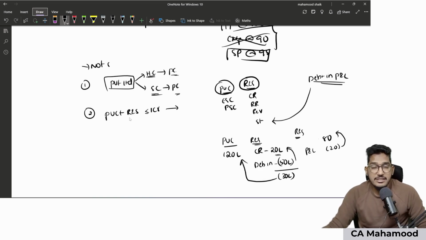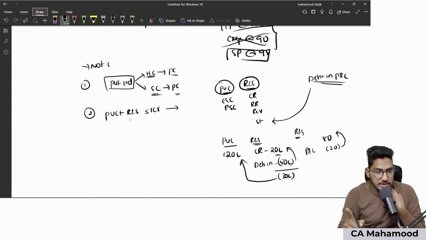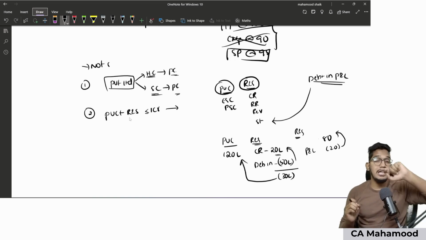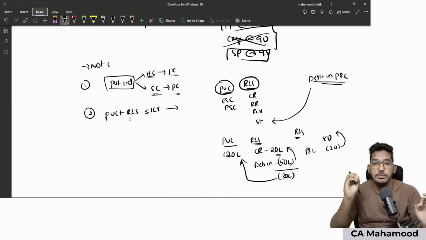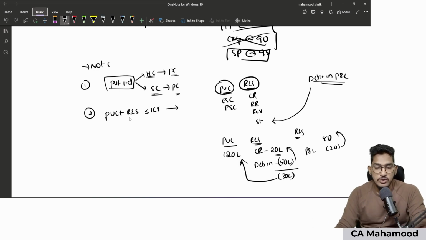Can this be adjusted against the paid up capital for the purpose of calculation? Yes, it can be adjusted. So excess debit balance in the P&L can be adjusted even against the paid up capital for the purpose of calculation of paid up capital and reserves and surpluses. So these special things you have to keep in mind.